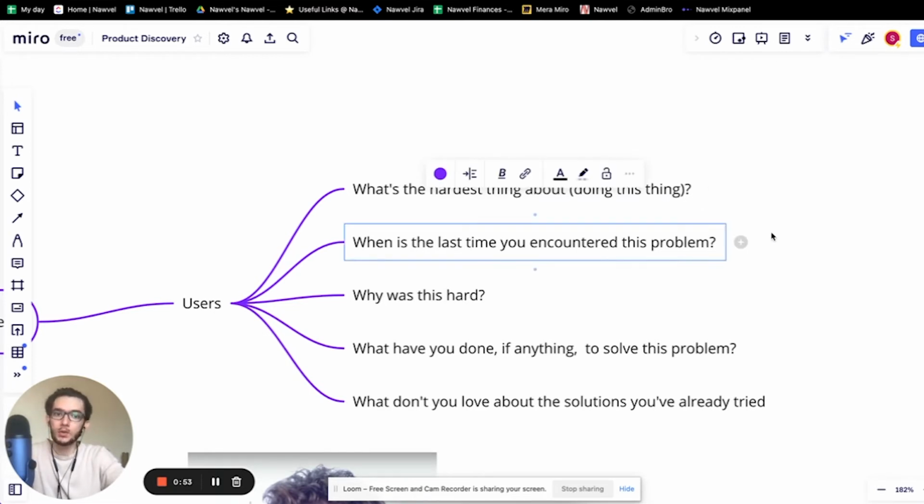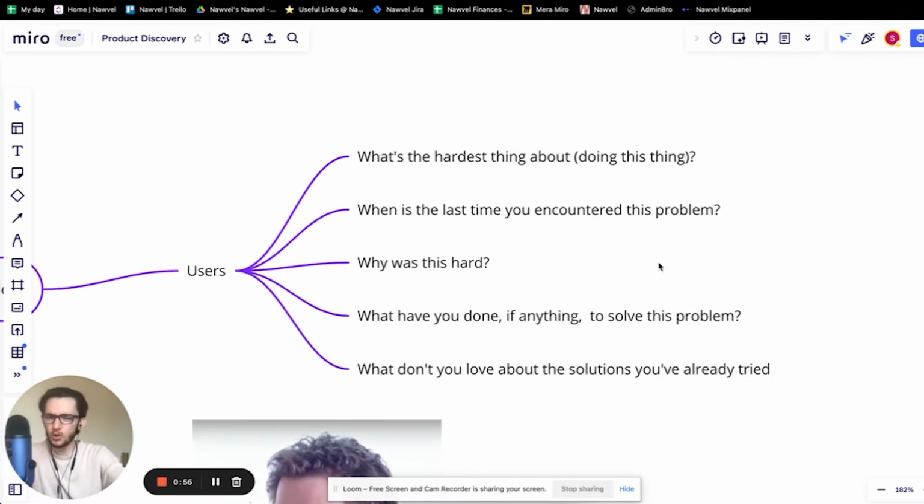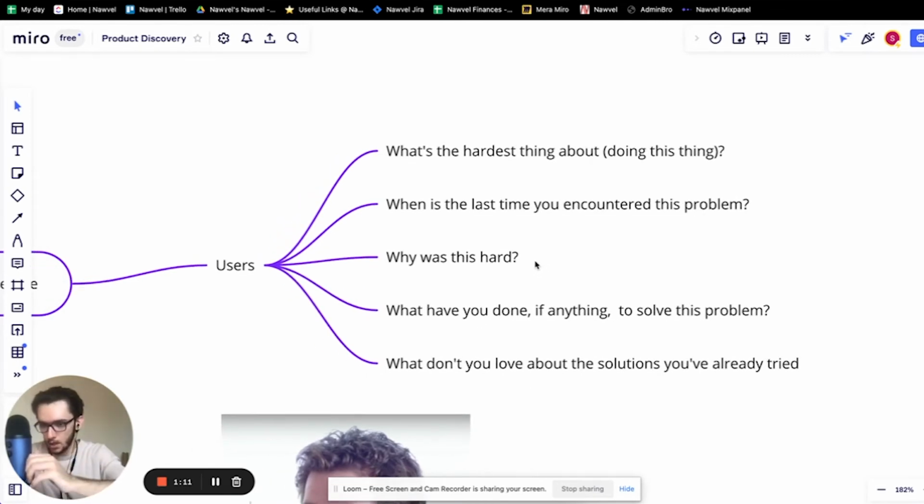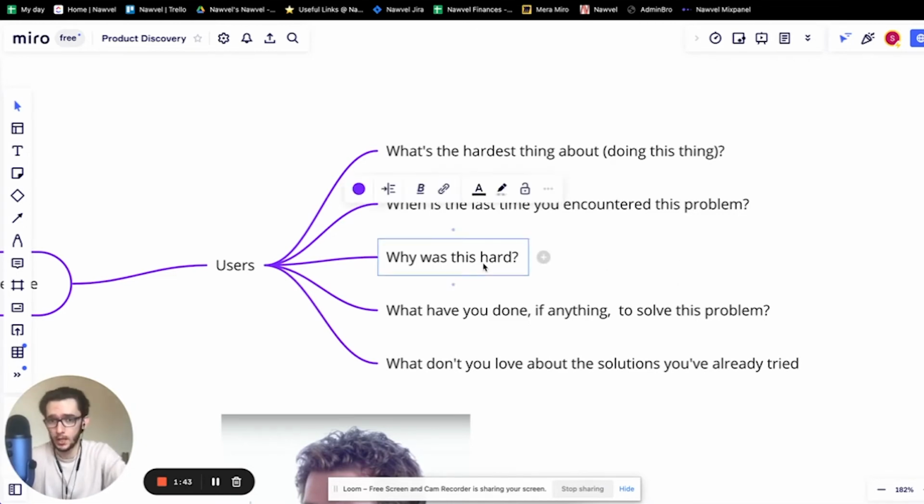When is the last time you encountered this problem? This talks more about frequency. This tries to gauge the frequency and gives you more of an idea about how often the user has this problem. Why was this hard? This is a very good question to ask, because why questions in general are very open-ended, and the user can now let out their hearts on the floor. And whenever you ask somebody why, and if they're a serious user or a serious person about answering the question seriously, they're going to really help you understand and get more clarity about their problem. And if you read Simon Sinek's Start with Why, I think you get why this question is important.